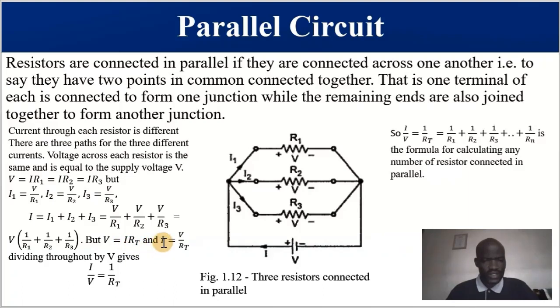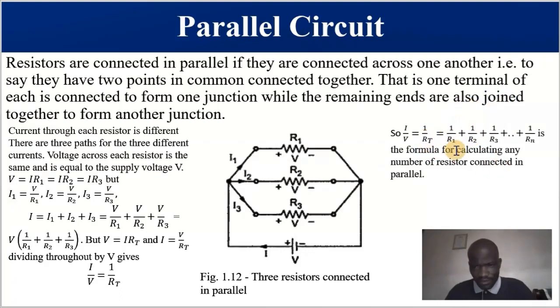So it means our I is equal to V divided by RT if we make I the subject of the formula. And if we divide throughout by V, this gives us 1 over RT, where RT is equal to this. So we can safely say 1 over RT is equal to this. If we've got more than 3 resistors, we say plus other resistors until the last resistor, which is N. This is the formula for calculating total resistance in a parallel circuit with any number of resistors. So to find total resistance, it means we must find the inverse of this.